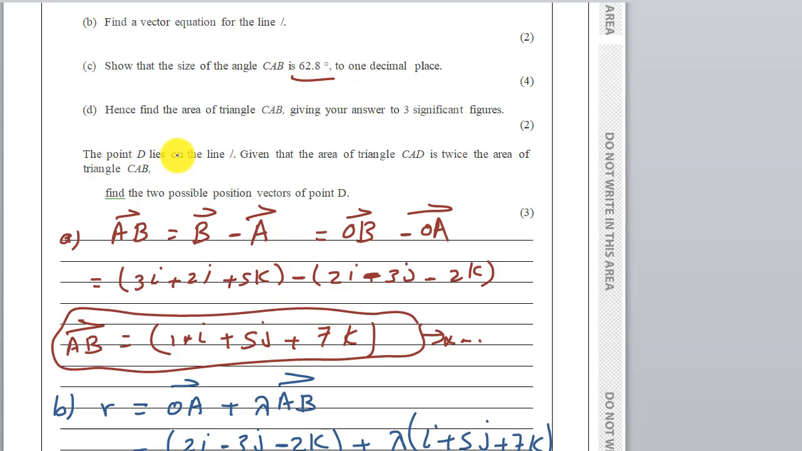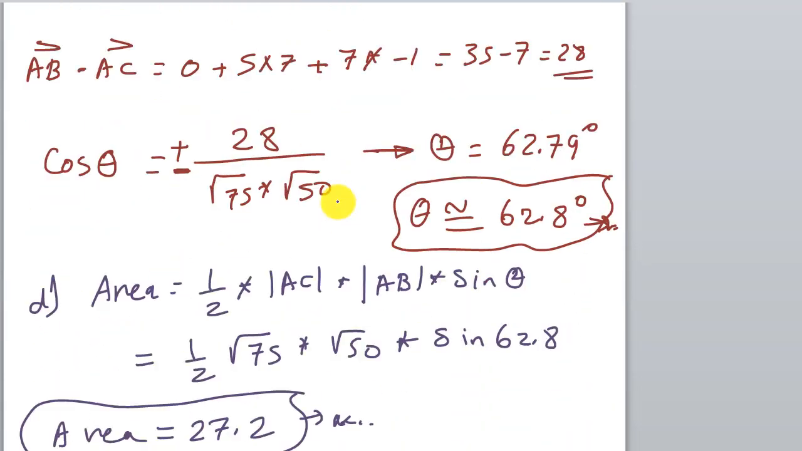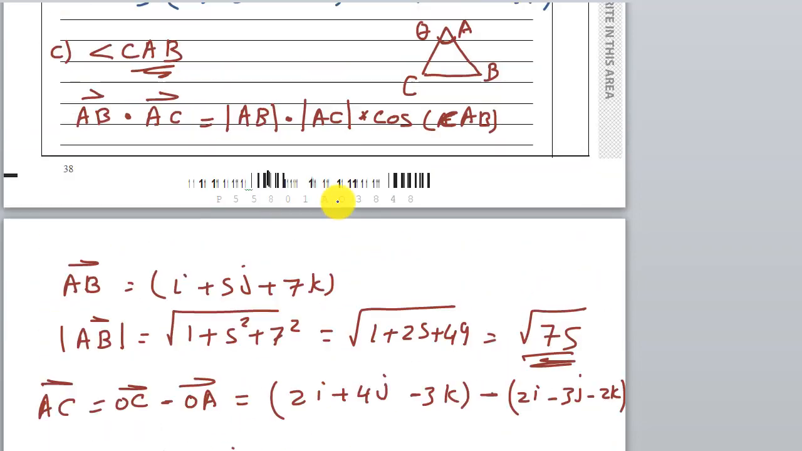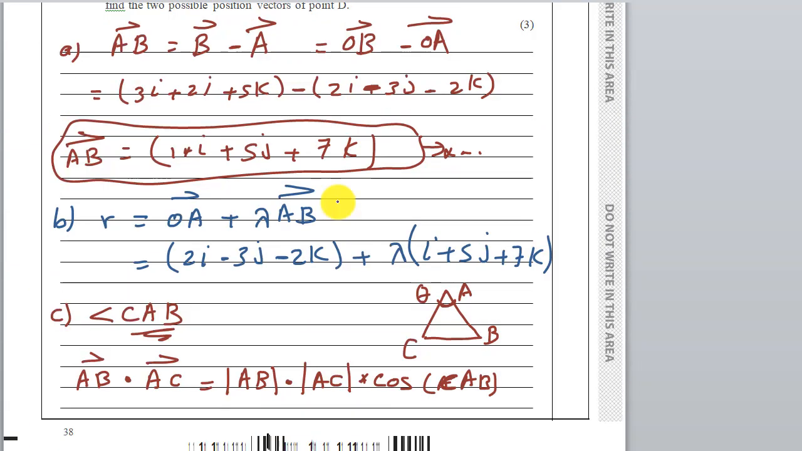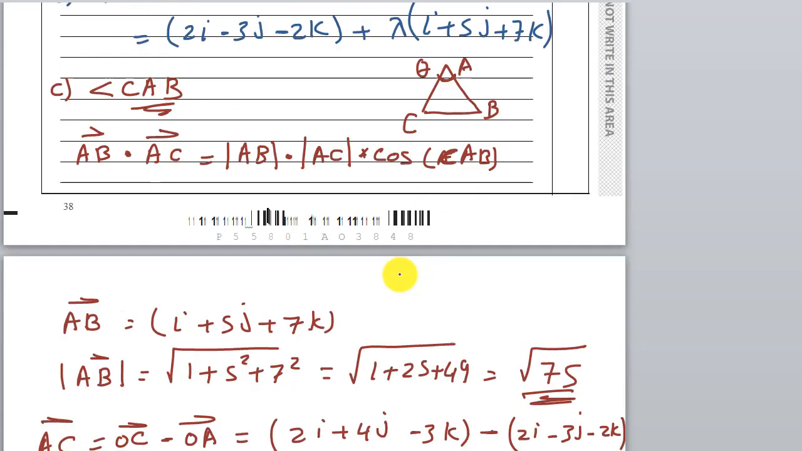The point D lies on the line L. Given that the area of the triangle CAD is twice the area of the triangle CAB, find the 2 possible position vectors of point D. So where is L? The line L is here. The triangle is twice, so lambda is equal to 2. So let us start to solve this part. This is part E.